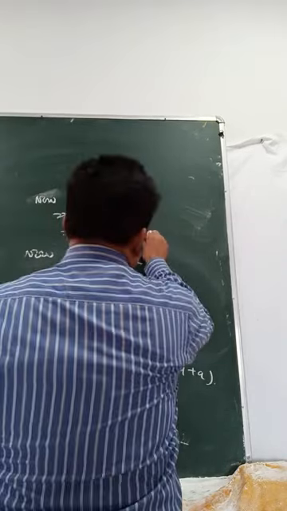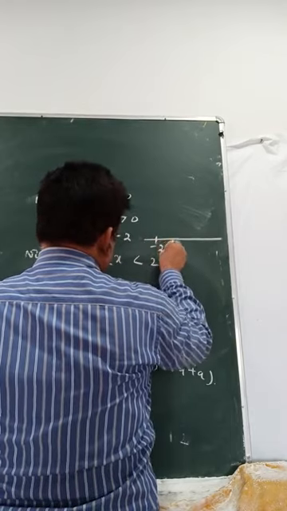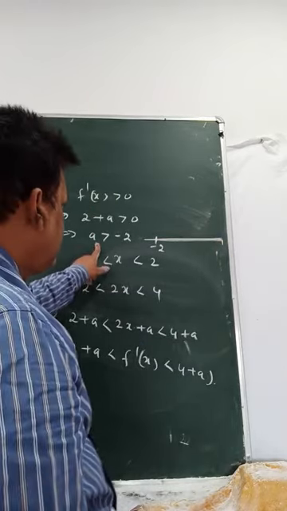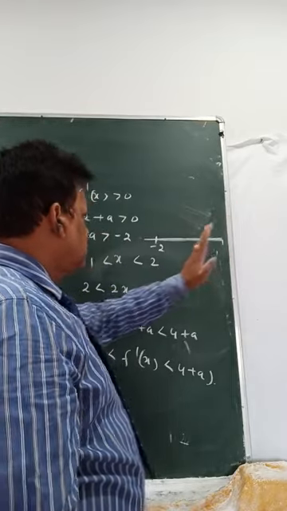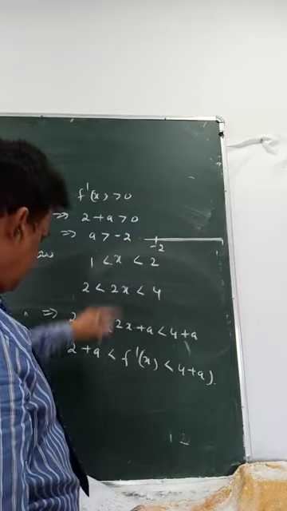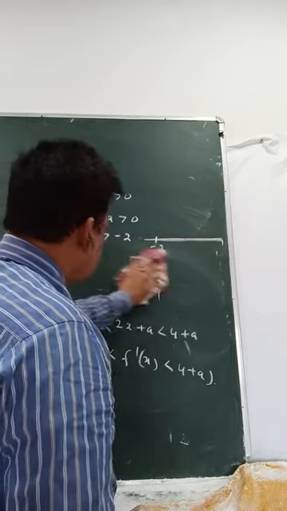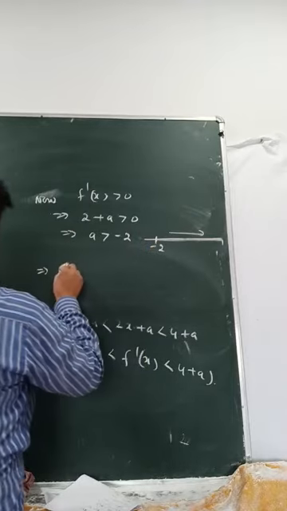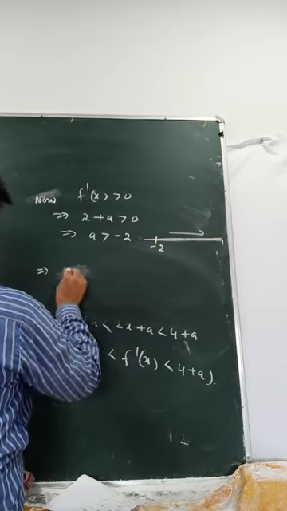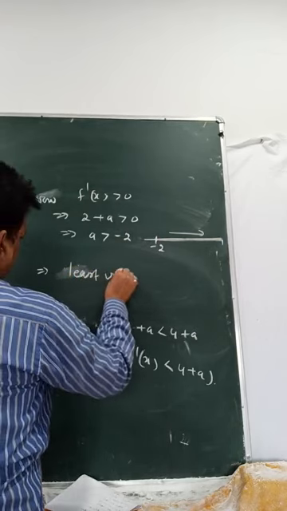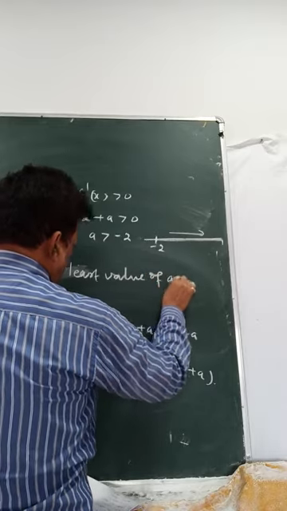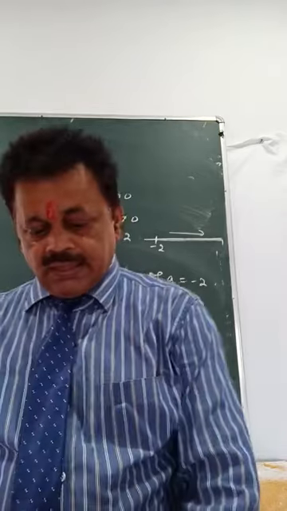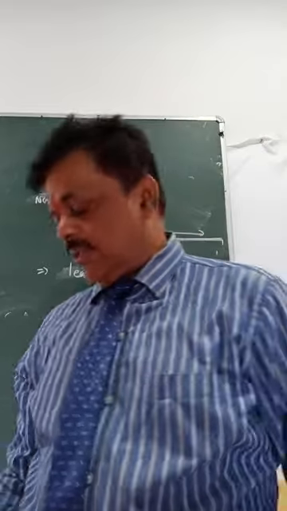So the value of a has to be greater than -2, on this side. So what is the minimum value of a now? Least value means minimum value of a is -2. Okay. So we completed increasing and decreasing functions. Tomorrow we will start tangents and normals.